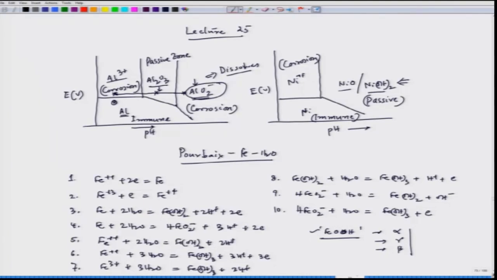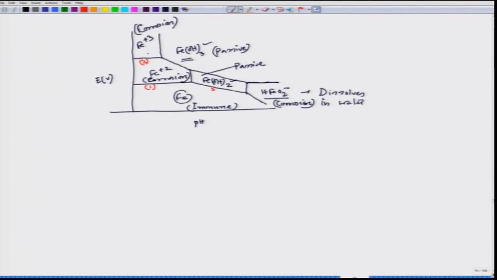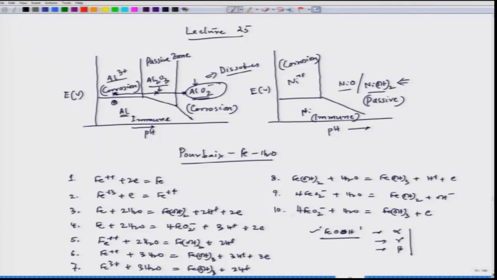This line is Fe(OH)2. So, this is 3, this is 4, this is 5, this is 6, this one is 7, this one is 8, this reaction is 9. And this one we can write as 10. So if you go back and see all those reactions, 1 to 10, we have indicated those.